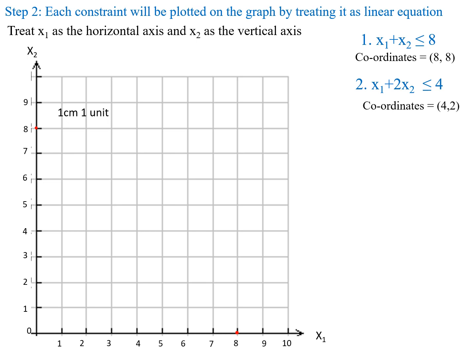Next we have to mark the first equation coordinates, that is 8, 8 on the graph. Then join these points, it will give the first constraint line. Next we have to mark the second constraint equation coordinates, that is 4, 2 on the graph and join these points, it will give the second constraint line.